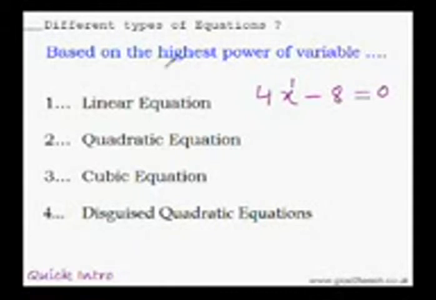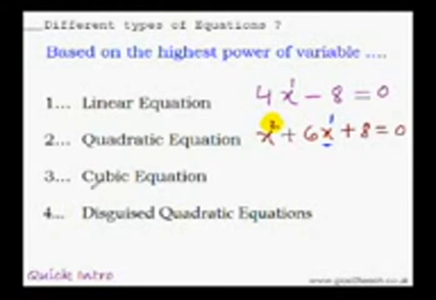Any equation which has the highest power of the variable as 2 will be a quadratic equation. Let me put down an example for you. So as you can see, the highest power of the variable is 2. Though there is another x which has 1 as the power, we are not concerned with that. We are just concerned with the highest power of the variable. So obviously 2 is the higher power.